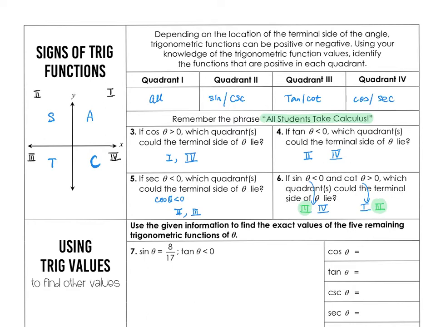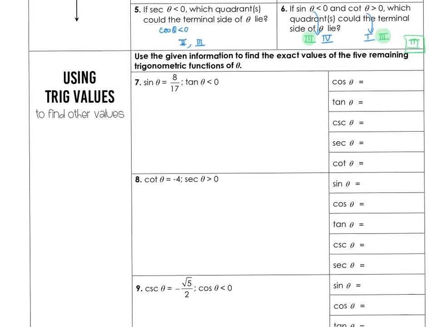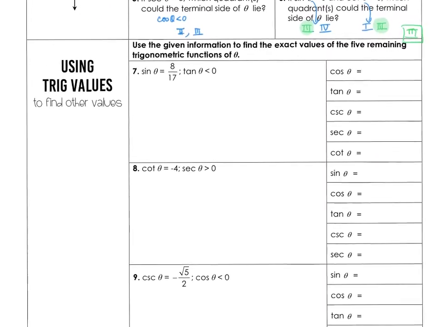Because in 4, cotangent is negative, so it doesn't work. In 1, sine is greater than 0, so it doesn't satisfy that. So you have to have both in there, and that's your final answer, quadrant 3. That's your final answer. So signs for trig functions, you just have to remember all students take calculus.